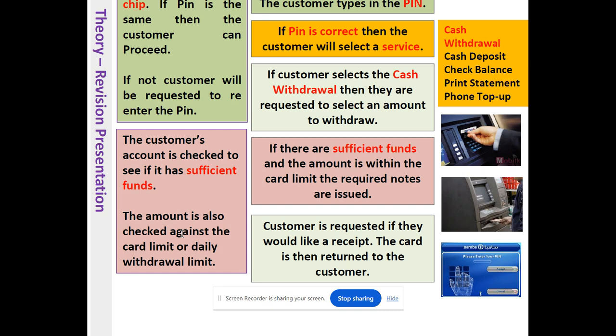So the user will be prompted to choose a lesser amount, which is less than the daily limit, and also within their funds. So if they only have £800, that's the maximum they can take. If there are sufficient funds and the amount is within the card limit, then the required notes are issued. The customer is asked if they would like a receipt, and can choose yes or no. The card is then returned to the customer, as well as the receipt if they selected yes, and the cash.